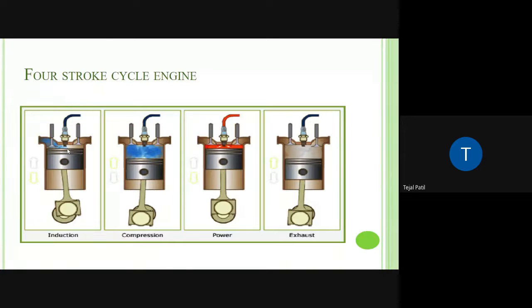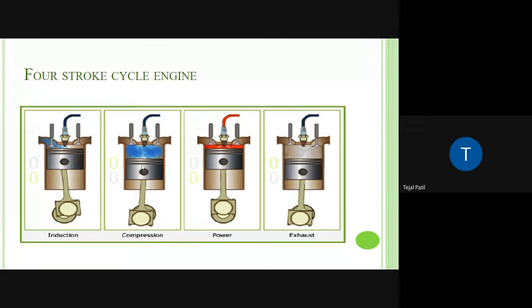When the piston moves downward, volume is increasing and pressure is decreasing. Due to that, the suction valve will get pulled down, and the fresh charge, that is the air and fuel mixture, will be taken inside. So this is known as the suction process. After it has reached the bottom dead center, due to inertia, it will again start moving upward. Now you have already taken the charge inside it, so it is already filled with the air and fuel mixture.